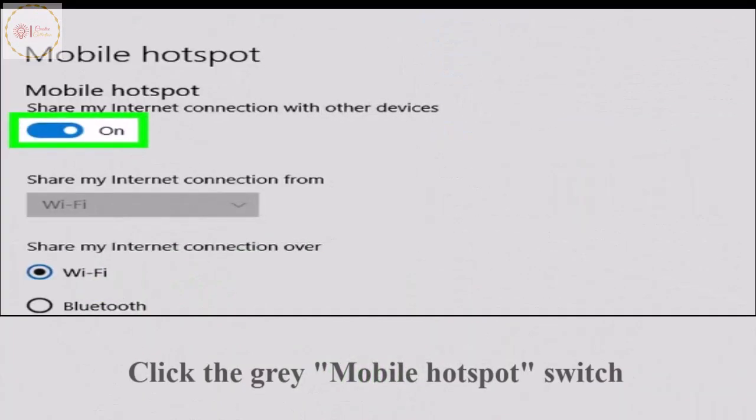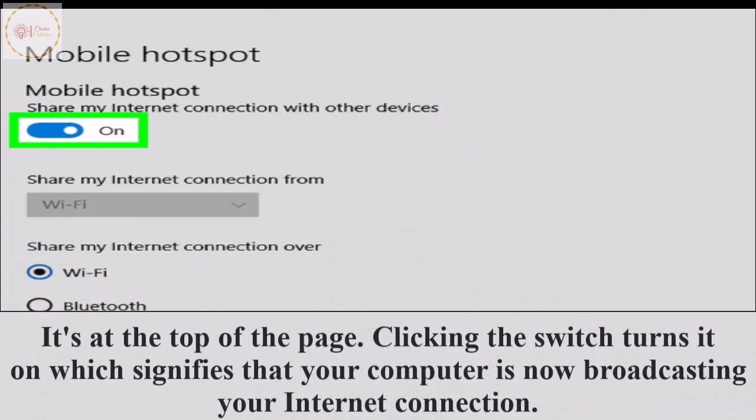Click the grey Mobile Hotspot switch. It's at the top of the page. Clicking the switch turns it on, which signifies that your computer is now broadcasting your internet connection.